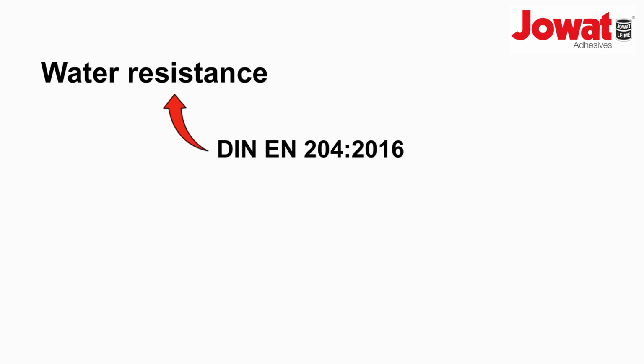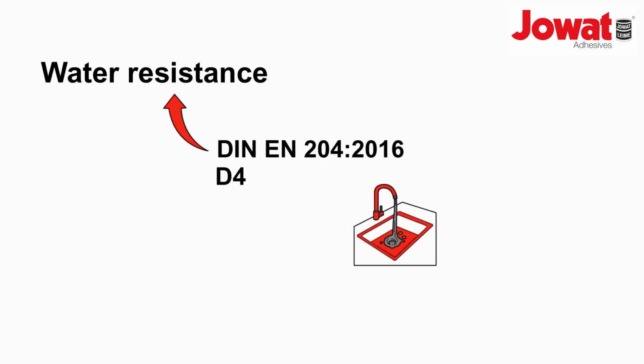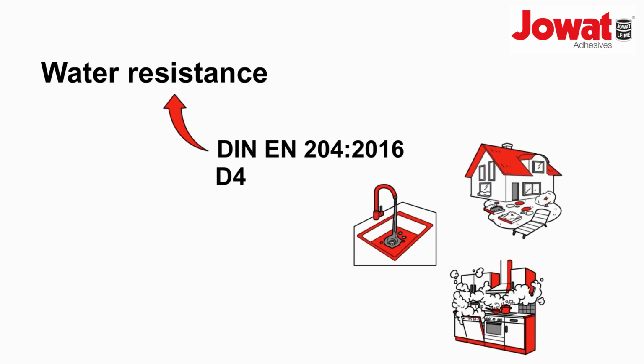But what does this mean? The standard EN 204 evaluates the water resistance of thermoplastic wood adhesives for non-structural applications. Bonded window scantlings have to meet the highest durability class, D4. It describes adhesive joints in interiors with frequent heavy exposure to running water or condensed water, or in exteriors, but with protection by an adequate surface coating.